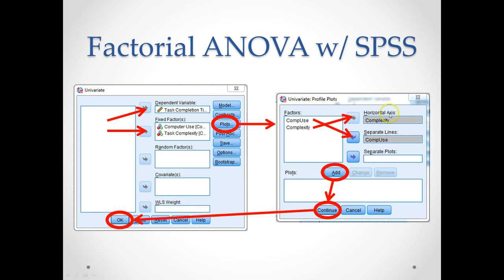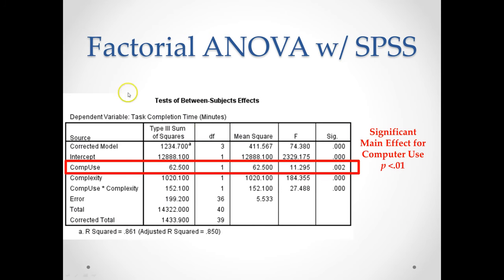So instead of, what you'll have to do is actually have separate lines. You'll see in a second. So you can tell it which variable goes on separate lines and which goes on the x-axis. So what we're telling it here is that I want the task complexity to be on the x-axis, the task completion time on the y-axis, and we'll have a separate line for with the computer and without the computer. So you have to hit add, so it shows up down here, and continue, and then you click OK.